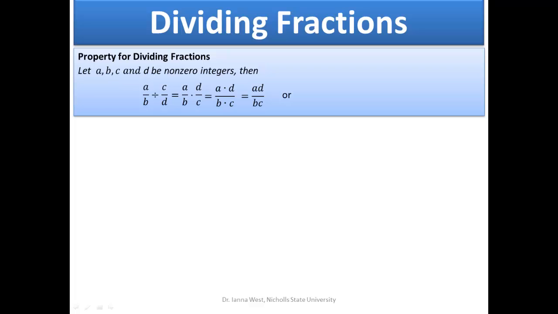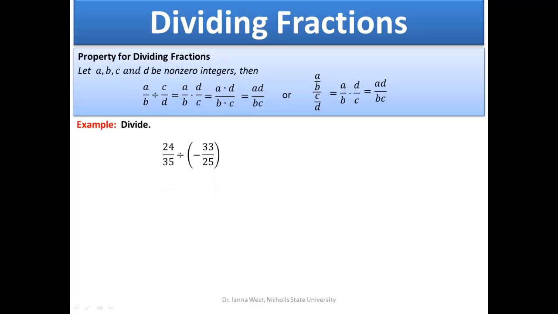Another way we can write this is as a compound fraction. A over B divided by C over D as a compound fraction equals A over B times D over C. Notice that we're changing the compound fraction into a product of two fractions by keeping the numerator as is and taking the reciprocal of the denominator and multiplying the two. This gives us AD over BC. We will start with an example.